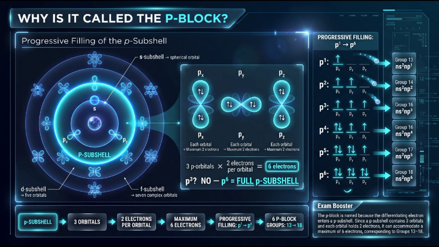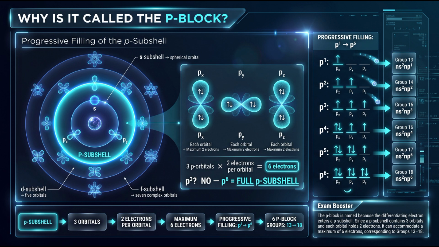Since the p subshell contains 3 orbitals, it has a maximum capacity of 6 electrons. The 3 orbitals of the p subshell are called px, py, and pz. These orbitals have similar dumbbell-like shapes, but they are oriented in different directions in 3-dimensional space. The px orbital is oriented along the x-axis, the py orbital is oriented along the y-axis, and the pz orbital is oriented along the z-axis.